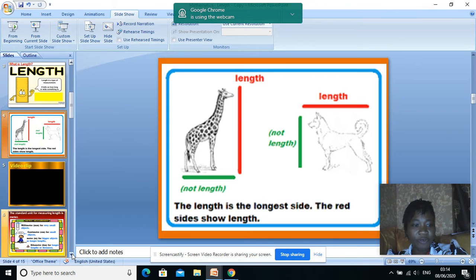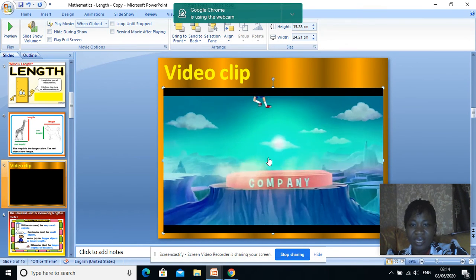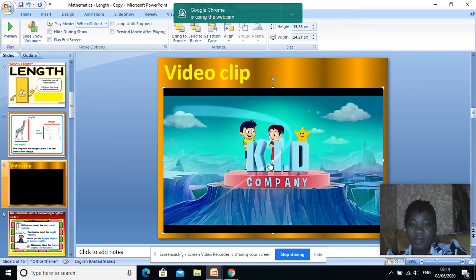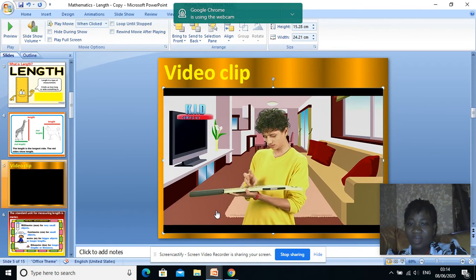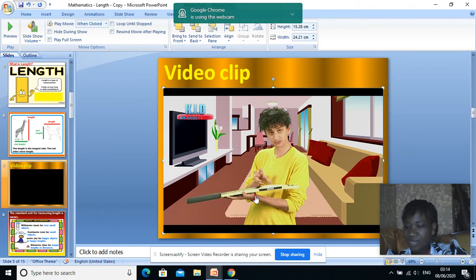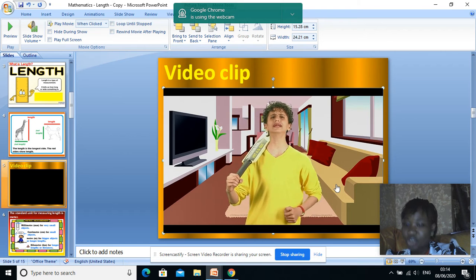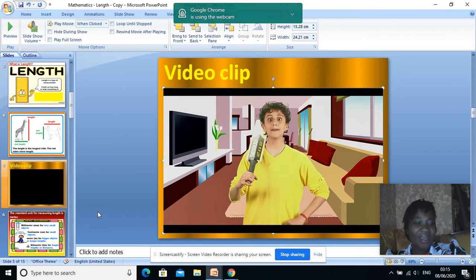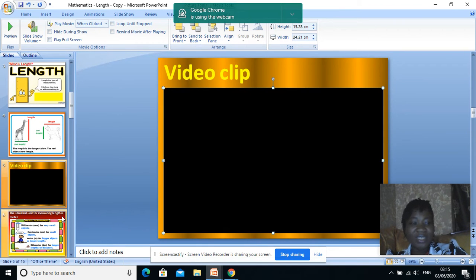Here is a video for you. You could find time to go through the video. Basically, it's all about length. It will help us to know more about length. But in our spare time, we could just go through the video and enjoy it as you learn. But for now, let's go on to the standard unit for measuring length.